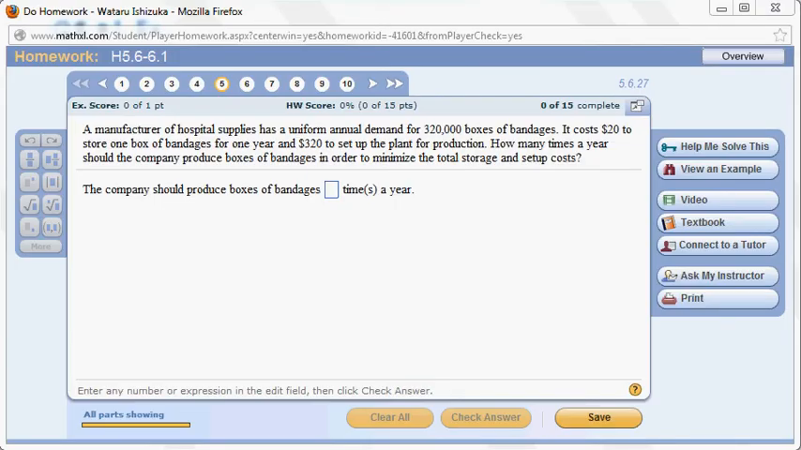Okay, let's look at an example for quiz 8, number 1. A manufacturer of hospital supplies produces bandages, and annual demand is 320,000. It costs $20 to store one box for 1 year, and it costs $320 to set up the plant. How many times a year should the company produce boxes of bandages in order to minimize the total storage and setup cost?